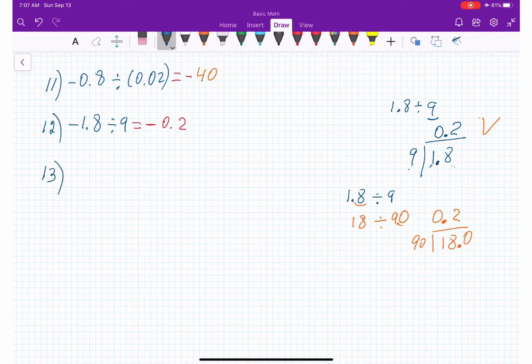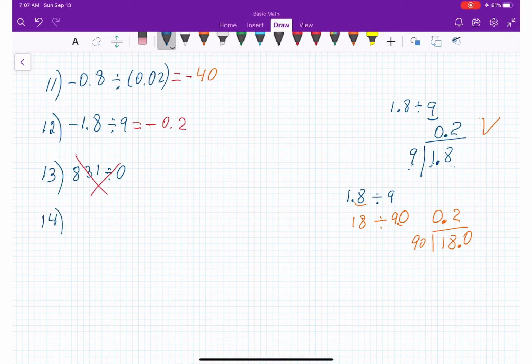Number 13, 831 divided by 0. You cannot divide by 0. The quotient is not defined. Quotient, that's a result, is not defined.